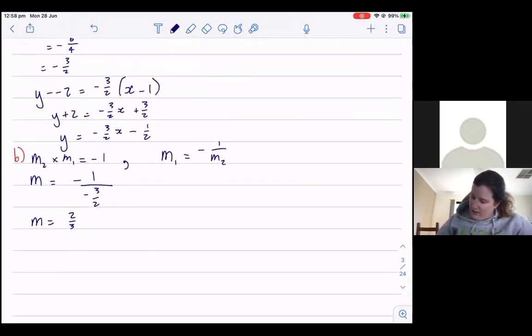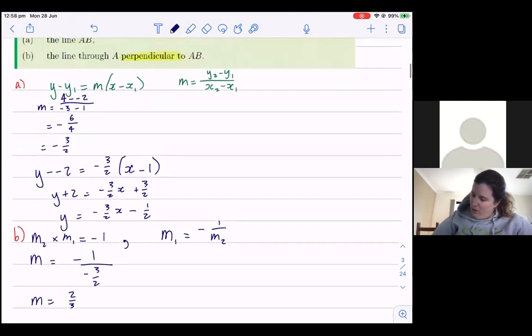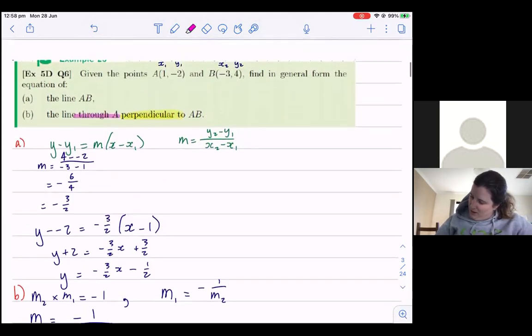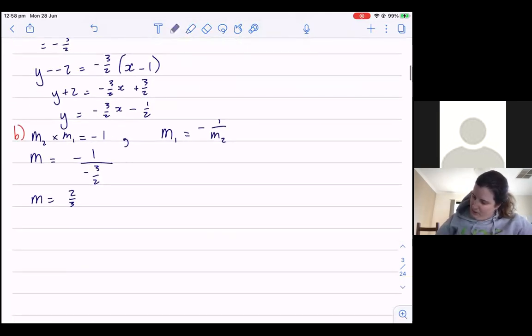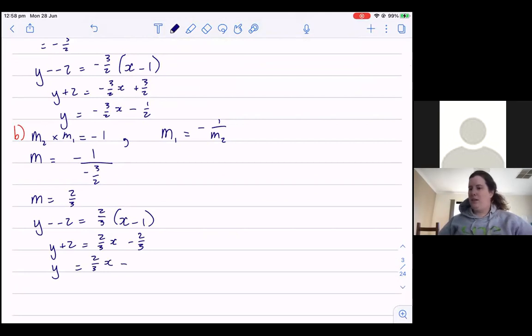And again, we're going to use our y take y1 equals m outside of x take x1. We know it goes through A, which means we're going to have to use these points as our x1, y1. So we've got y take -2 equals, this time it's +2/3 outside of x take 1. So y plus 2 equals 2/3 x take 2/3. So we've got y equals 2/3 x take, oh my gosh, 2 and 2/3. What's that going to be? -8 on 3. I don't have my calculator. Apologies if that's wrong.